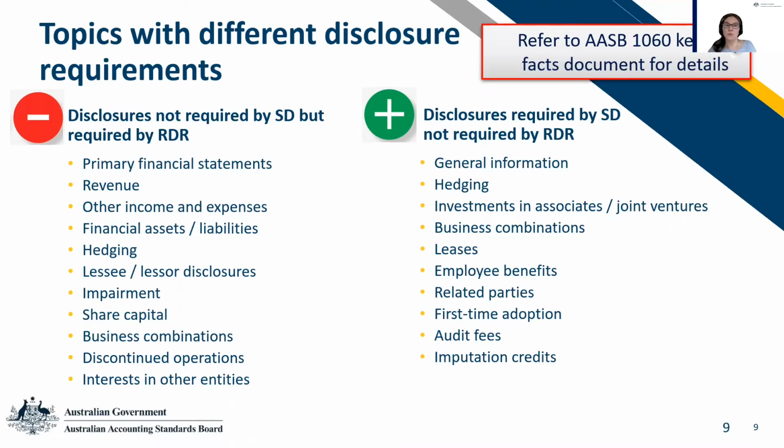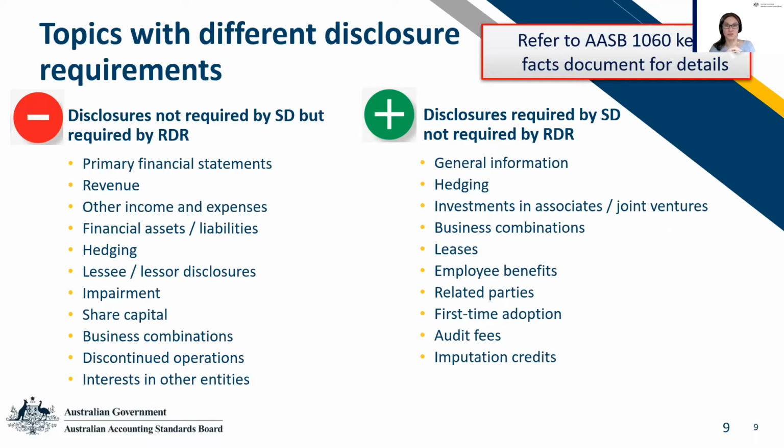On the right-hand side, we've got disclosures that are required by Simplified Disclosure that were not required by RDR. Now, those of you paying attention closely will notice that there are some things in both columns. That's because under the RDR, it was based on full IFRS, so there may have been some things in the full IFRS that aren't required by SDS. Under the Simplified Disclosure, it's based on IFRS for SMEs, so it could be slightly different wordings, so that one disclosure is not required, but another disclosure in, for example, hedging may be.